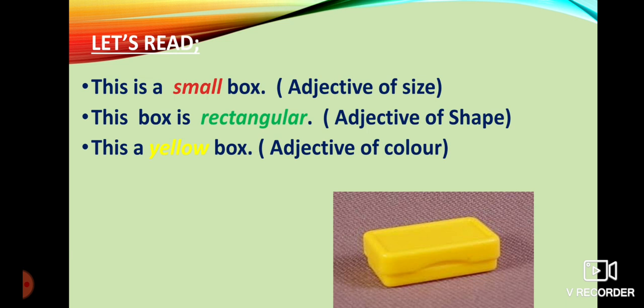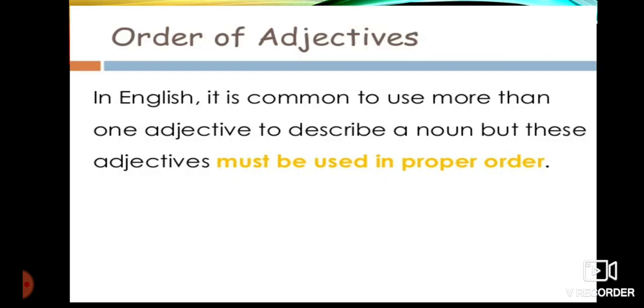So when a noun is described by more than one adjective, now the question may arise in your mind: which of these adjectives should come first, which should come next, and which one should come at the end. Children, there is no cause for confusion because in English it is common to use more than one adjective to describe a noun. But remember that these adjectives must be used in proper order.